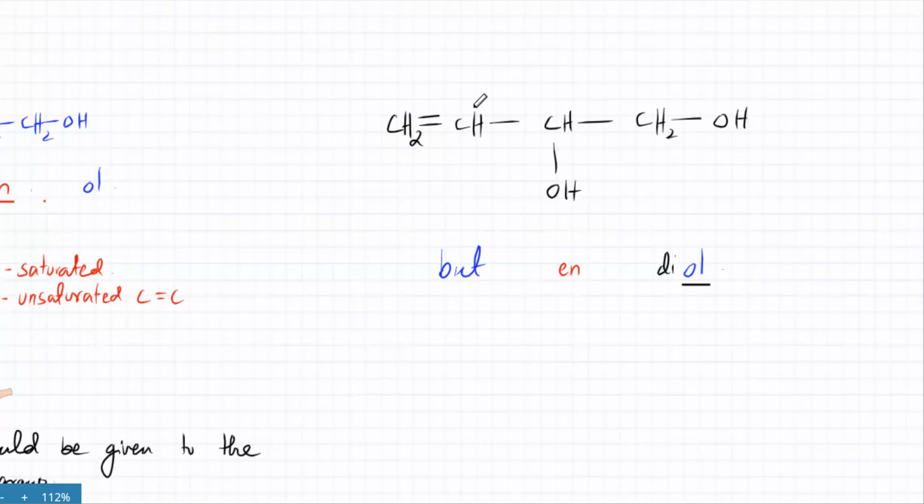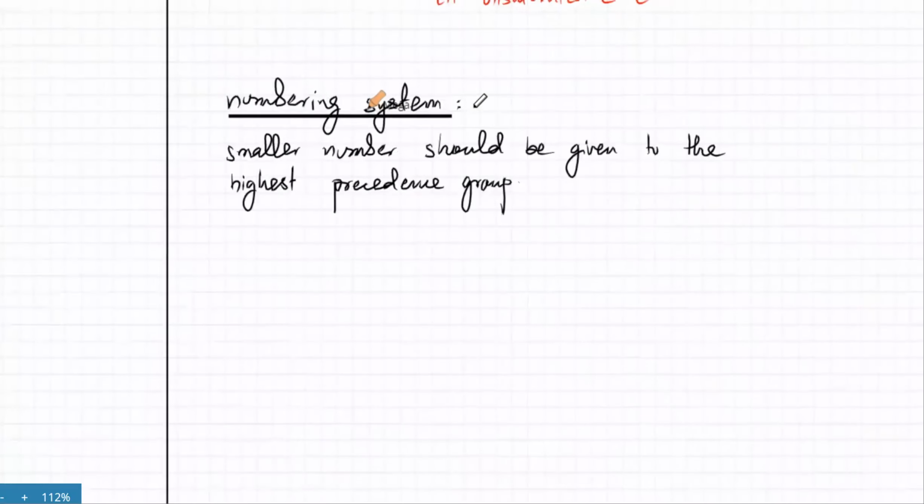And there's a rough list which gives you the importance of these groups. That rough list is that, starting with carboxylic acids, they are the most important group. So if a molecule has carboxylic acids, you're going to count from the side that gives the smaller number to the carboxylic acid. You don't care about the other groups. Whatever number they get, you don't care about them. You just care about giving a smaller number to carboxylic acid.